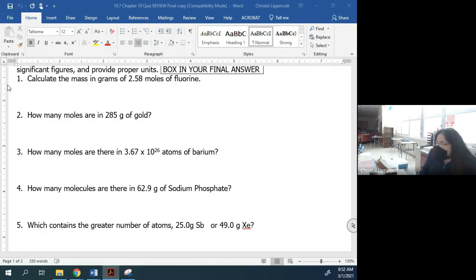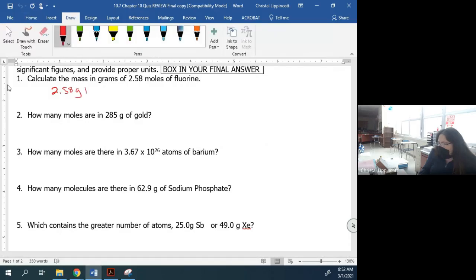Okay, so calculate the mass in grams. So we're going to start out with what we're given. We're given 2.58 grams of fluorine. We need to convert that. No, I'm sorry, we're given moles. I always do that. Every year I make that mistake going through this.